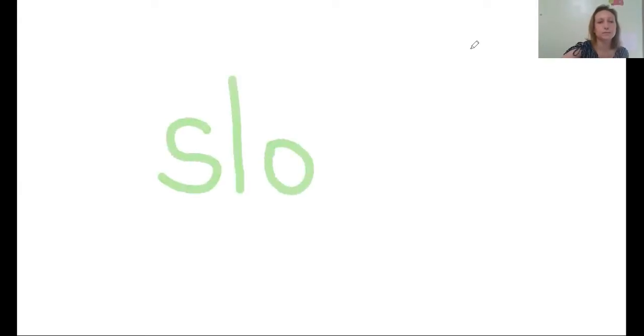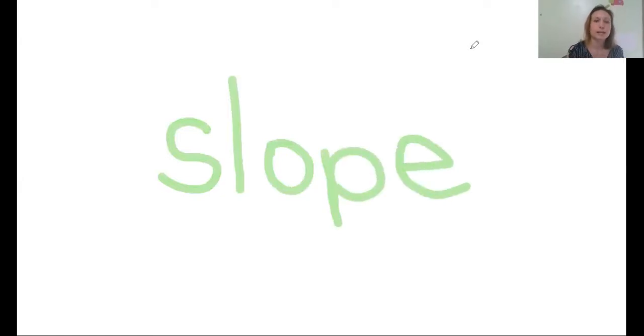Next one, slope. Slope. Listen to your blend. Listen to your vowel sound. Let's sound it out. S, L, O, P. How'd you spell slope? S-L-O-P-E. My O was saying its name, so we need that E on the end, our O consonant E pattern.